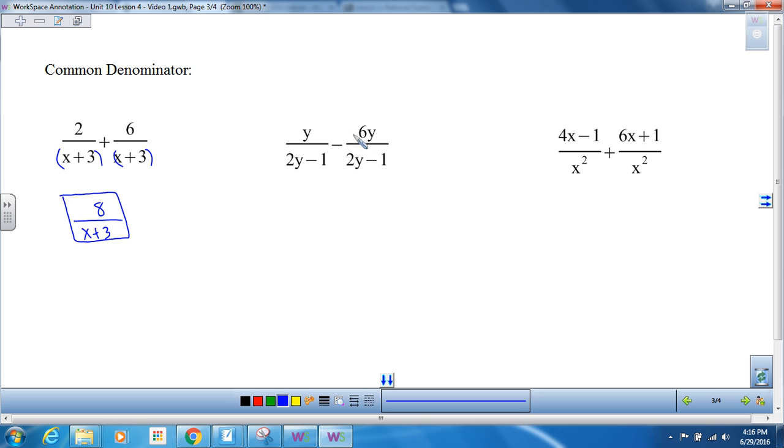This time I'm subtracting. Again, the denominator is the same, so it's going to stay the same here, 2y minus 1. y minus 6y is negative 5y. This has these invisible parentheses, so you can't cancel out the y's.